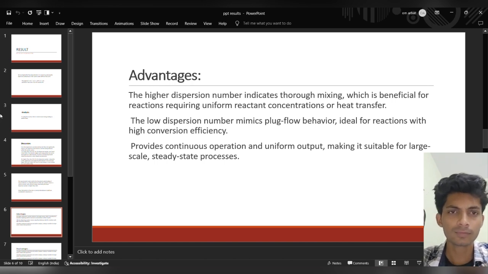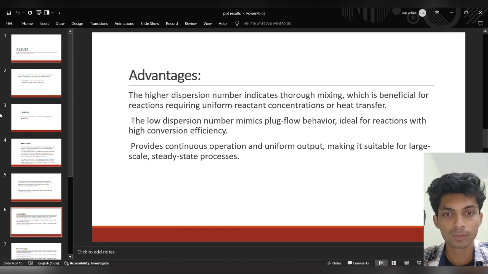Third, reactor type implications. CSTR provides continuous operation and uniform output, making it suitable for large scale steady state processes. PFR with low dispersion numbers ensures high conversion per unit volume, particularly advantageous for competitive or sequential reactions.